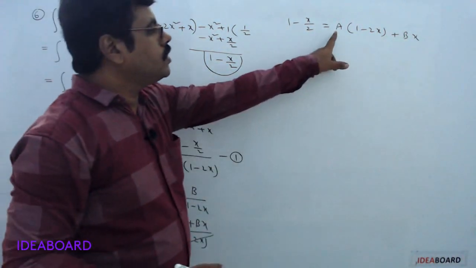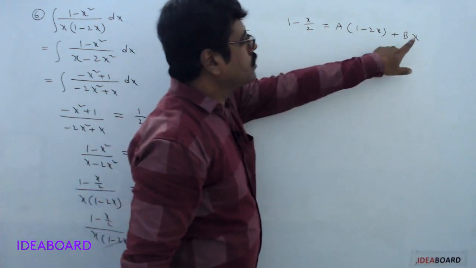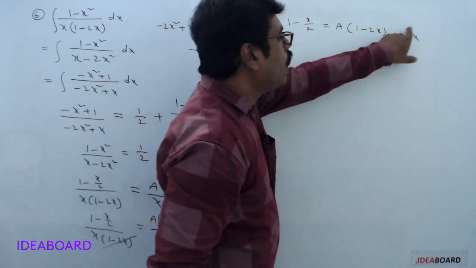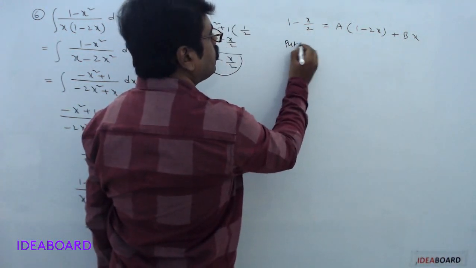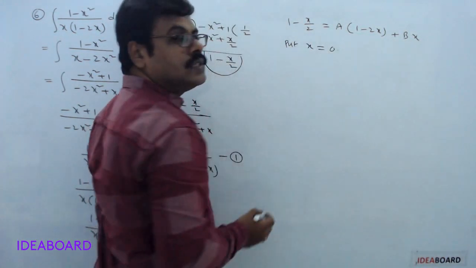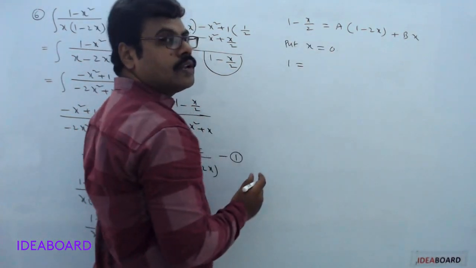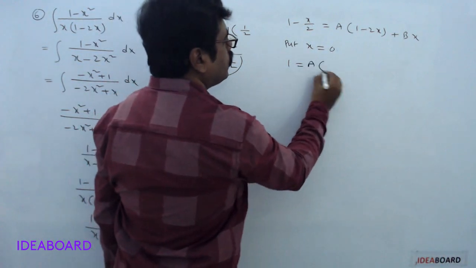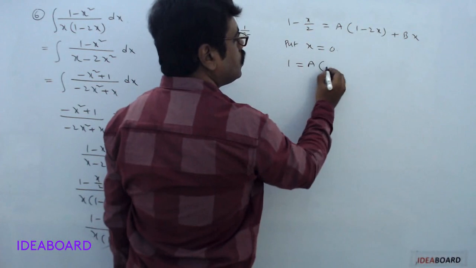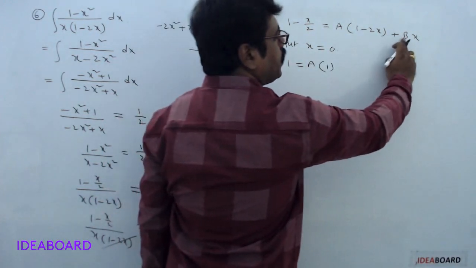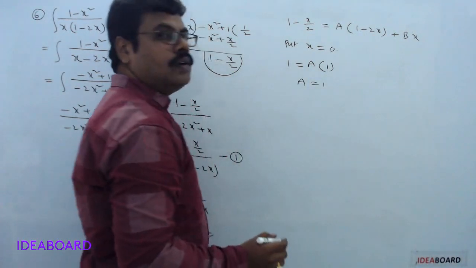Here to find the value of a, make the other term 0. By substituting x equal to 0, automatically it will be 0. So first substitute x value 0. Now here 1 minus 0, LHS value will be 1. This is a into x value is 0, 1 minus 0, 1, plus b into 0, 0. So therefore a value is 1.